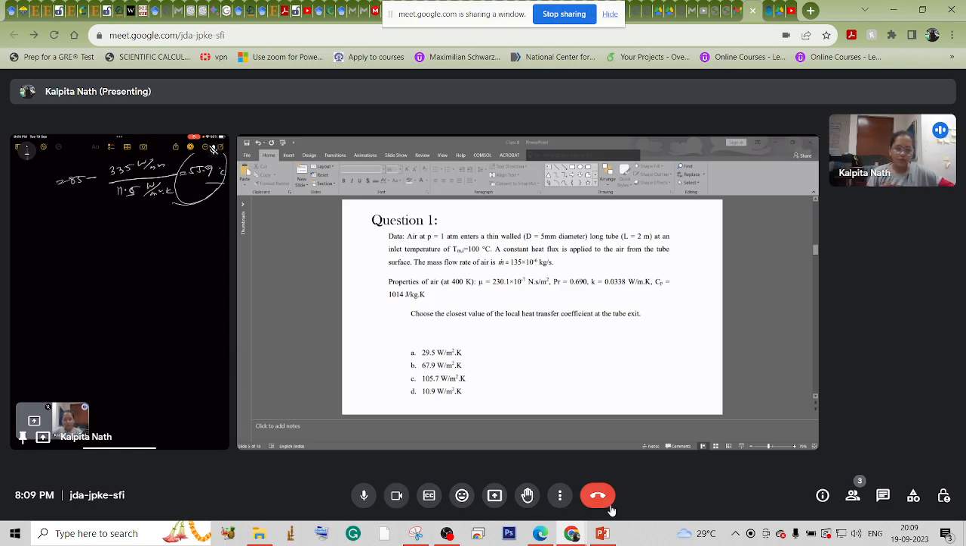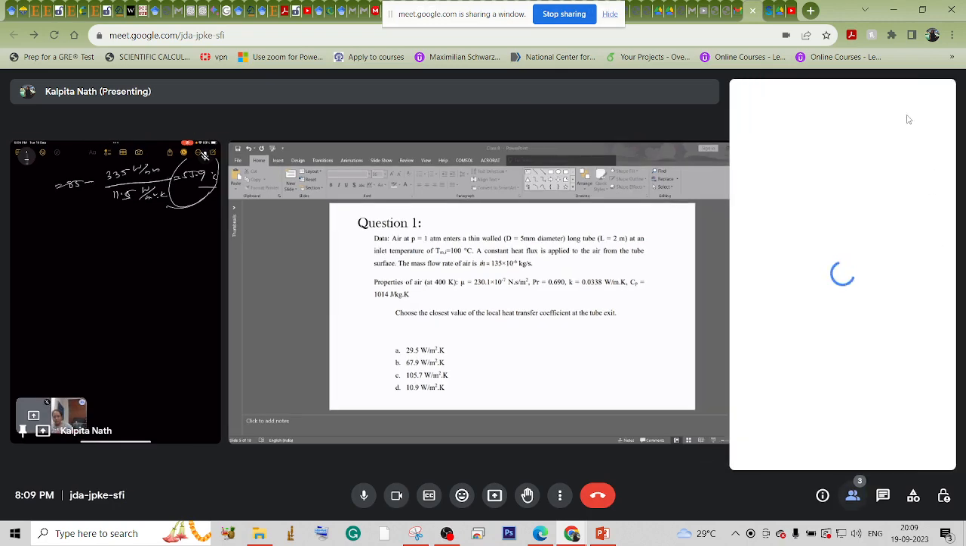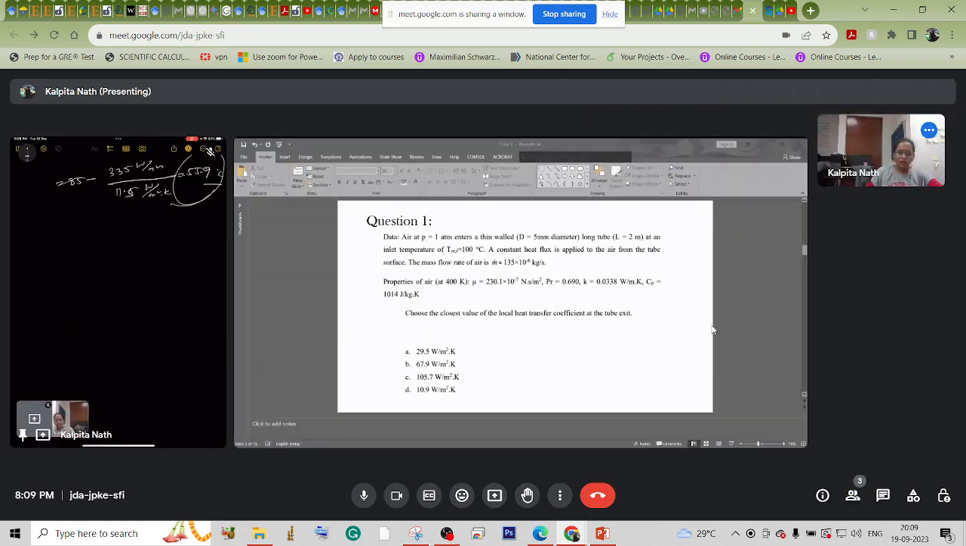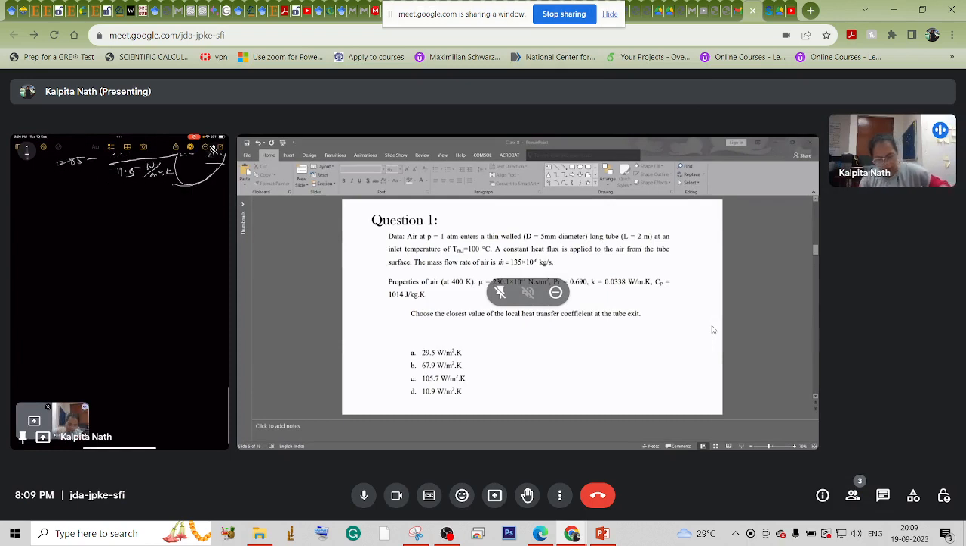Okay, so let us, 1 second. I hope I have given you enough time for solving this question. So we'll proceed with the solution. First of all, what is being asked here? We have to find the local heat transfer coefficient.